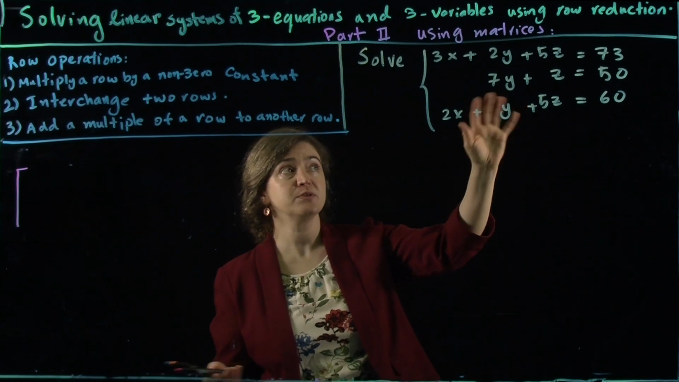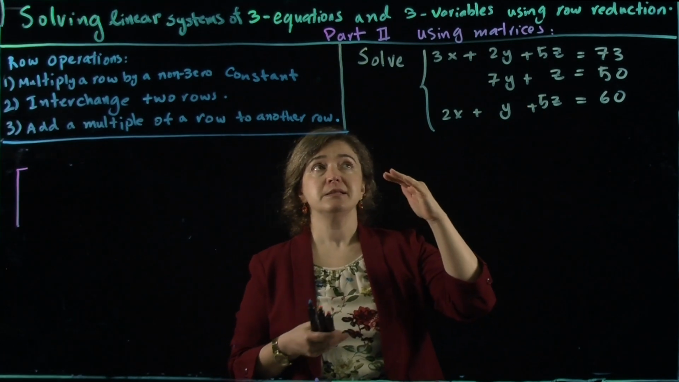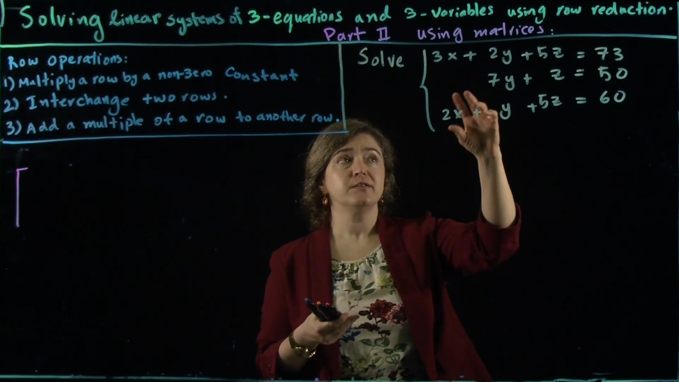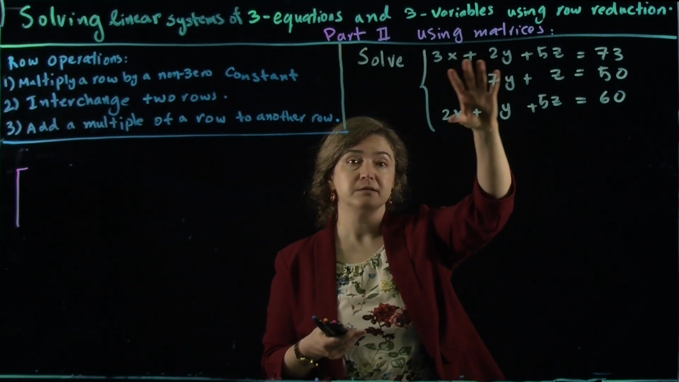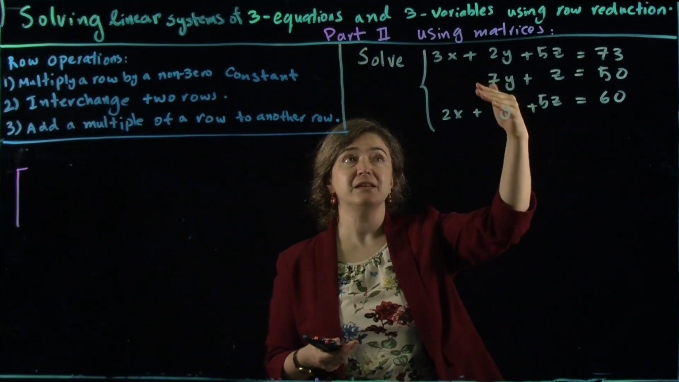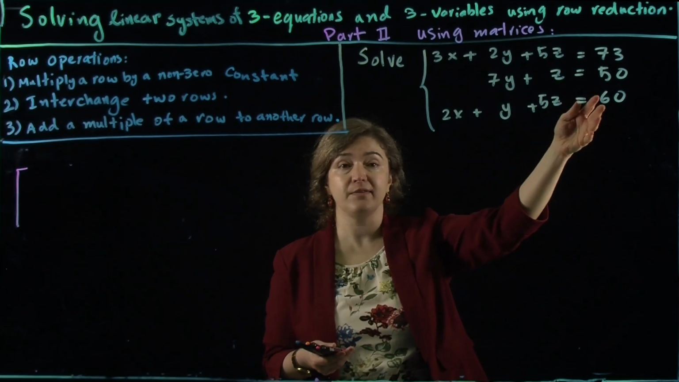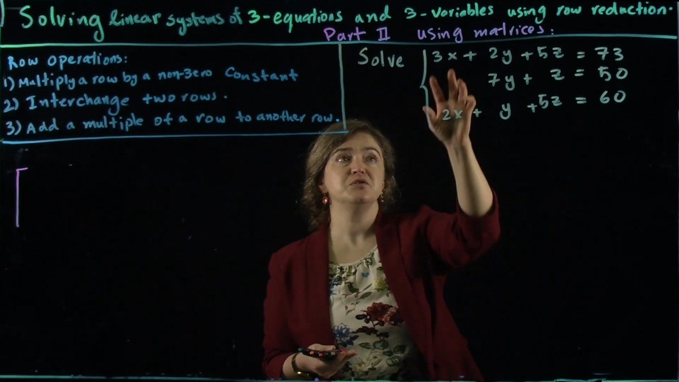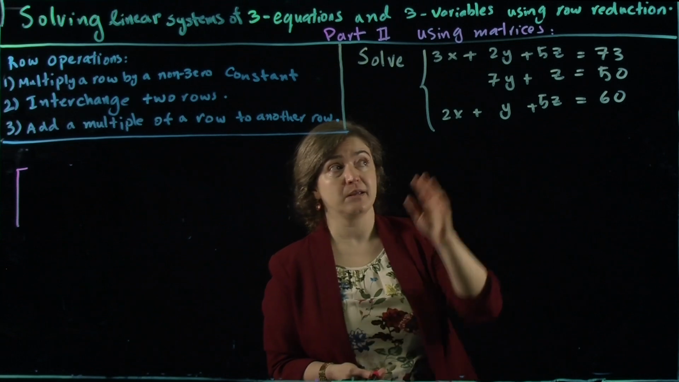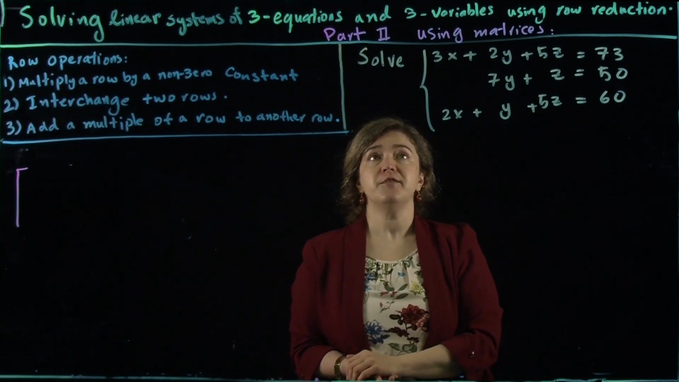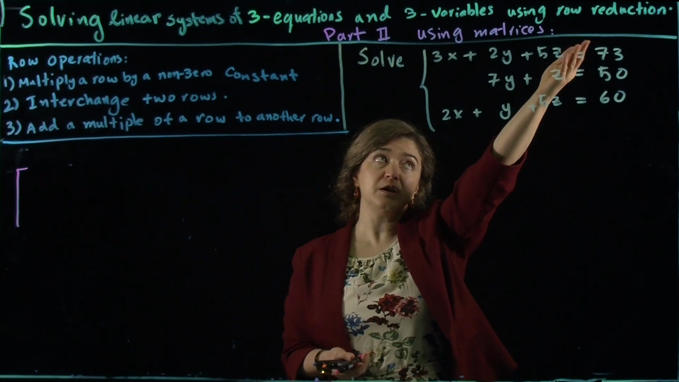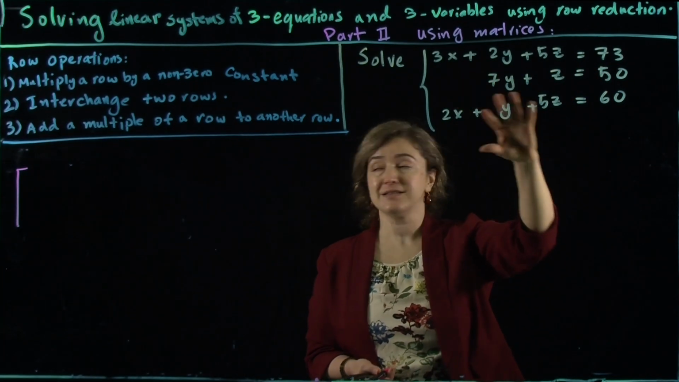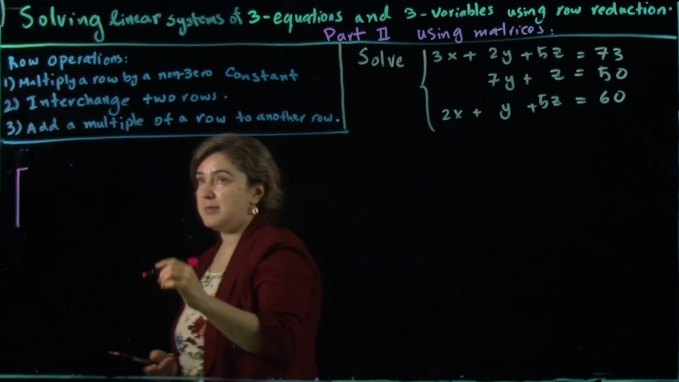Equations, variables, and the entire process of row reduction, if we kept good bookkeeping, had nothing to do with the x, y, z variables when we were going through it. It just had to do with the coefficients. So the first step of doing the row reduction is actually converting the system into an augmented matrix.